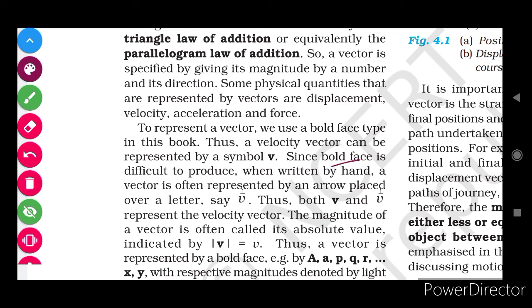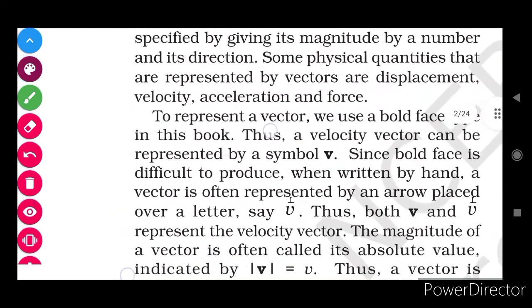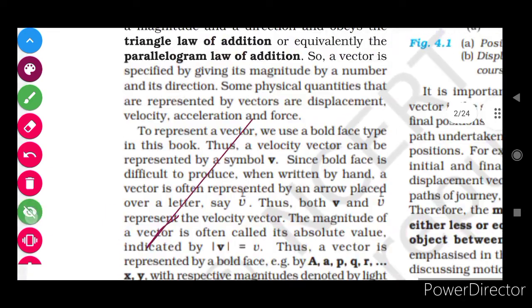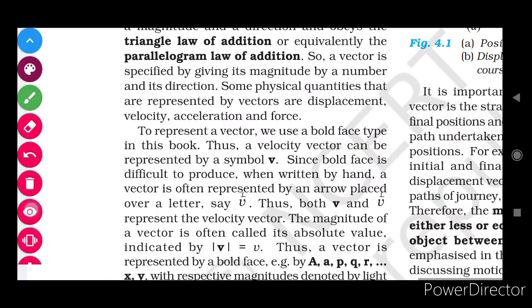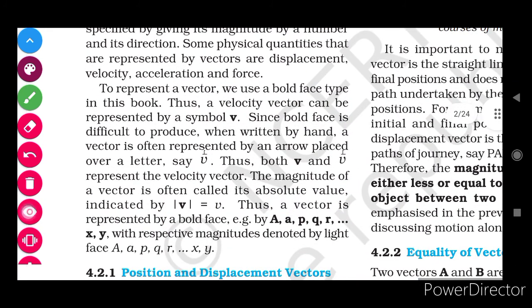Since bold face is difficult to produce when written by hand, a vector is often represented by an arrow placed over a letter, say this. As I told you, in handwriting we just place an arrow above it. Like I showed you, this way we put an arrow. In this book, a bold letter is given to represent a vector. Thus both bold V and V with an arrow represent a velocity vector.